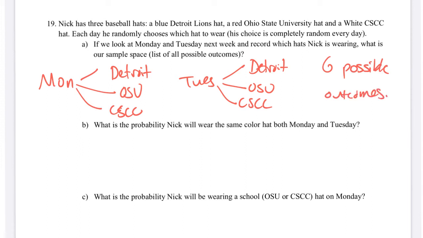Now we want to know what is the probability that he will wear the same color hat both Monday and Tuesday. So on Monday, let's say the probability he's going to wear the OSU hat would be 1 out of 3. So then on Tuesday, it's that same probability, right? 1 out of 3, 1 out of 3. Multiply that across, we get 1 out of 9, or 0.11.